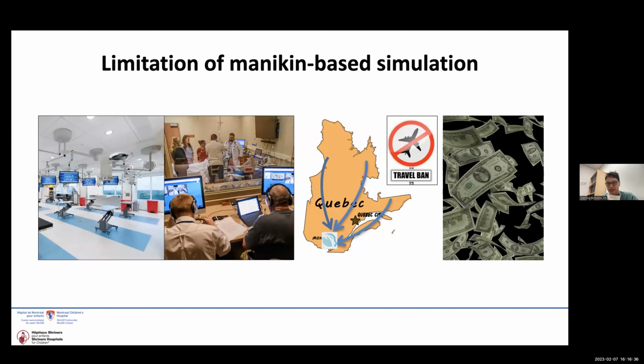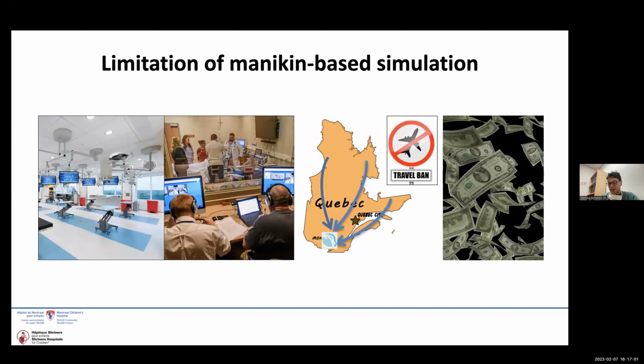Well, first of all, you need a simulation center. The simulation center can't be everywhere. So it must be located in a few places, like Montreal for us, which means that it has limited access in terms of time and distances. And you need also a lot of people, actors, raters, and so on and so forth. So it costs a lot of money.